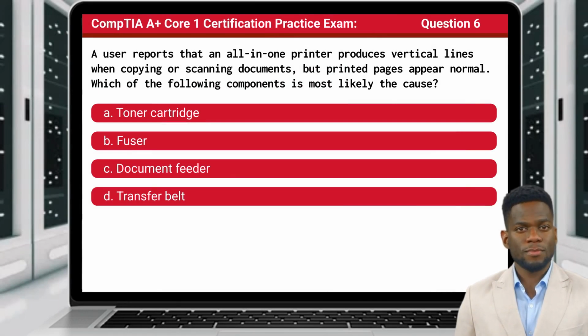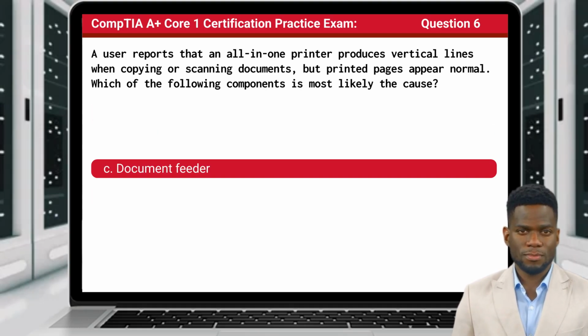Question 6. A user reports that an all-in-one printer produces vertical lines when copying or scanning documents, but printed pages appear normal. Which of the following components is most likely the cause? The answer is C. Document feeder.